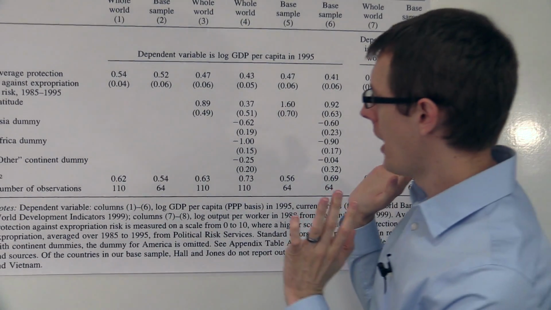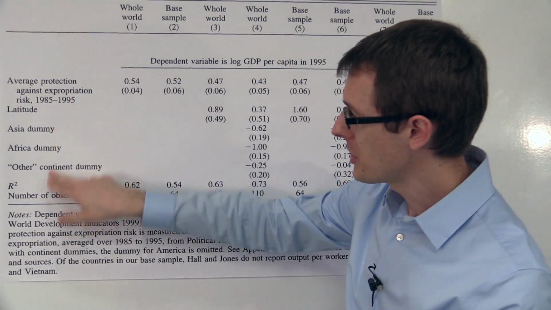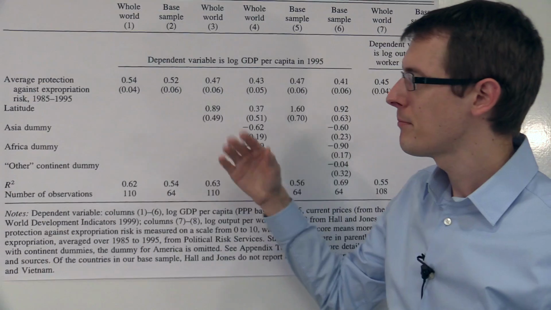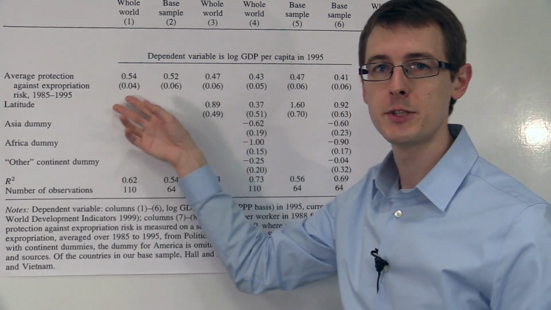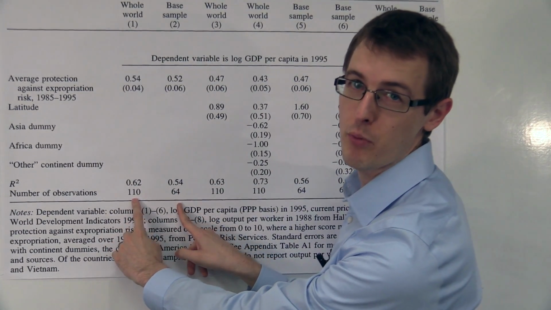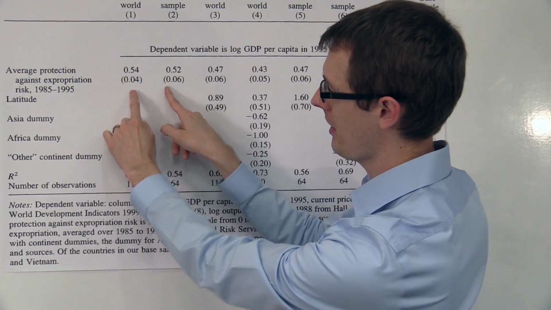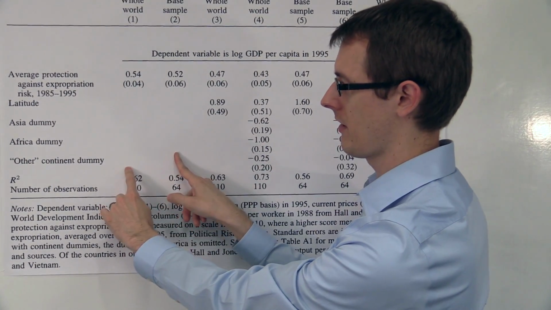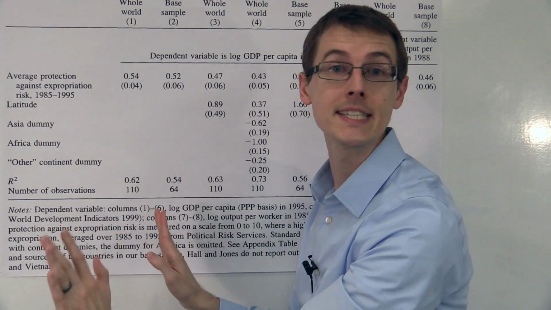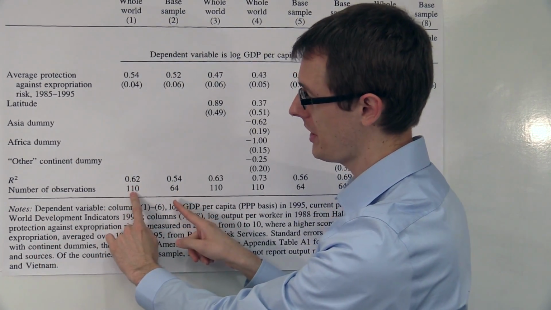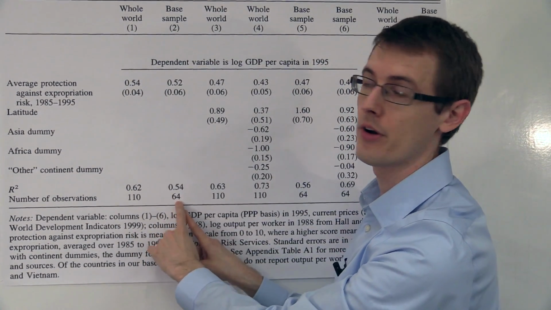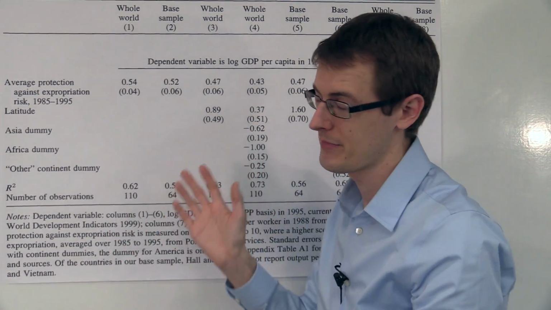Another thing that's important is that we've got a bunch of different variables over here, but there's some white space, some empty spots. That tells us what the differences between these specifications are. You see, these first two columns have the same amount of white space. They've got numbers here, but nothing here. The difference between this one and that one is the number of observations. That's the only difference. Here we're using 110, the whole world, and here we're using just 64, which they call their base sample.